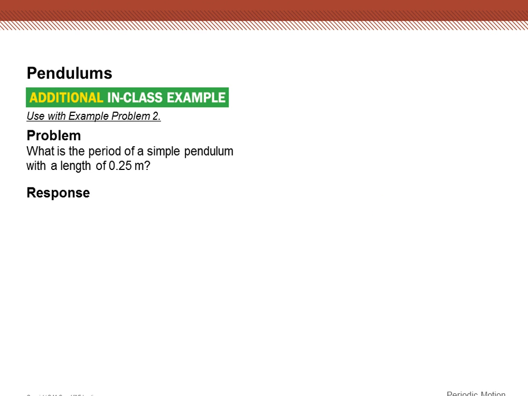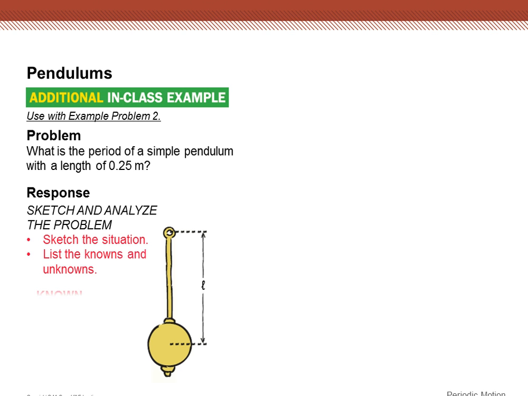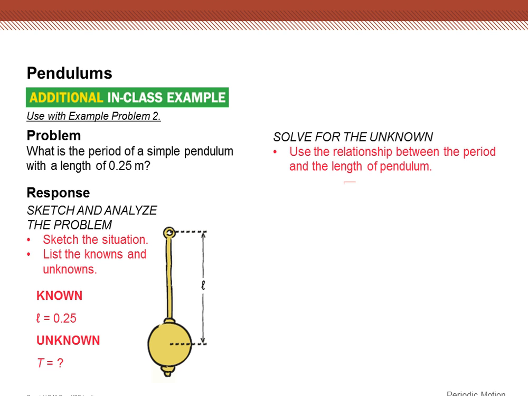So looking at an example here, we want to know what is the period of a simple pendulum that has a length of 0.25 meters. Well, we can look at the situation here. We have a pendulum bob. The length is 0.25 meters. We want to find the period, that's our unknown. So let's look at our equation. It's already solved for the unknown, so we just have to plug in our values, and we get 1 second. So if we want a pendulum that has a period of 1 second, it needs to be 25 centimeters.